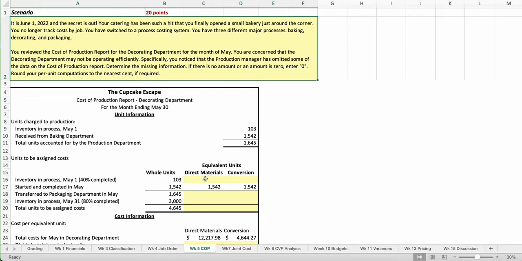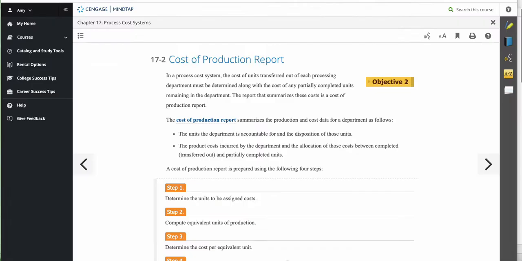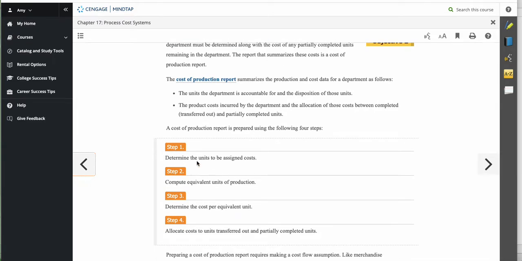So if you need to refresh your memory, let's go ahead over to the textbook. And in chapter 17, you have that cost of production report. There are 4 steps. You're going to determine the units to be assigned, compute equivalent units of production, determine the cost per equivalent unit, and then allocate those costs to units transferred out and partially completed units.